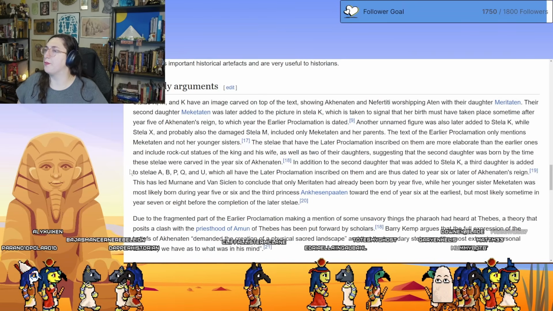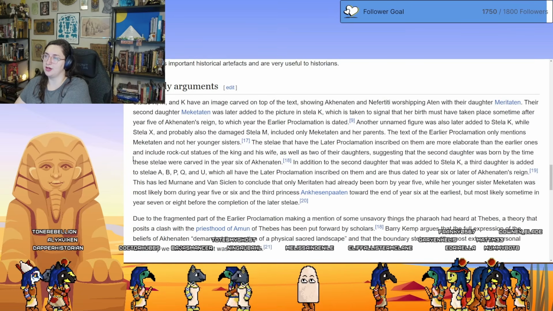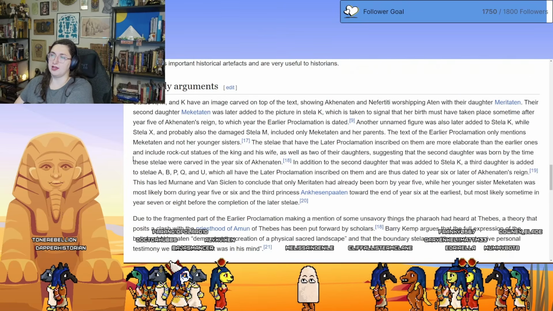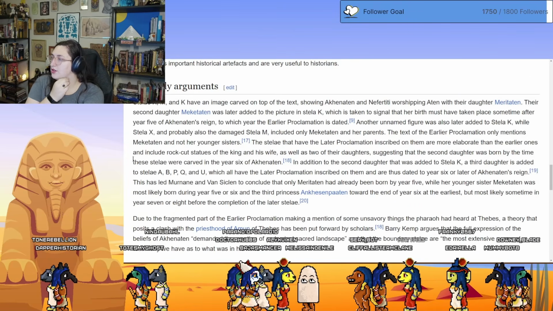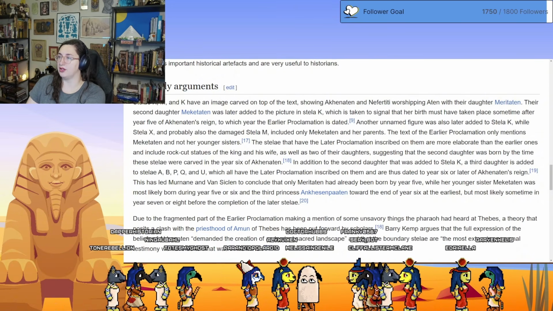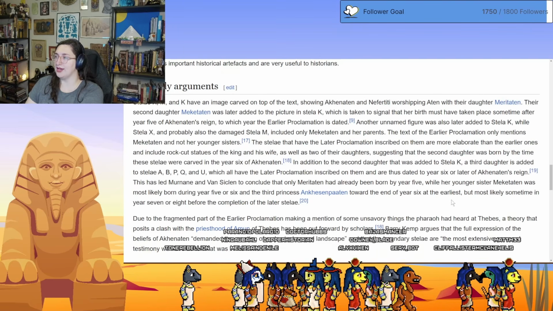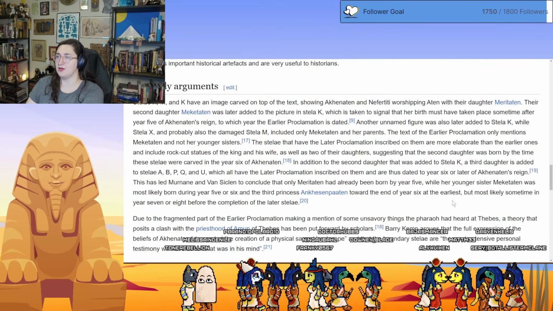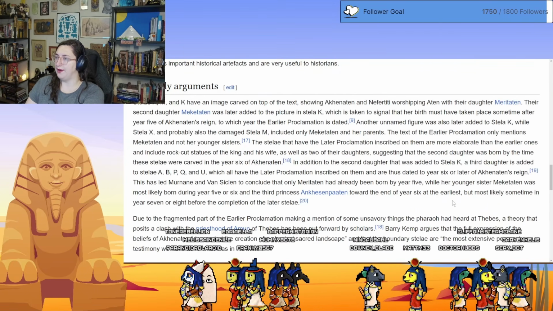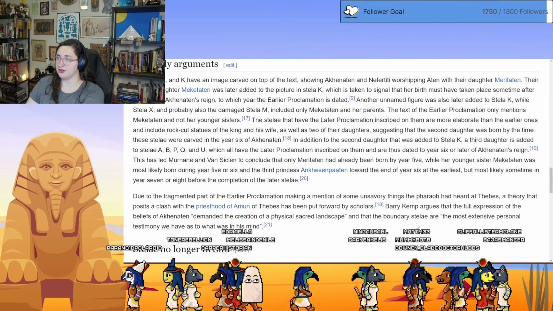Let me see this. I just want to say, I have an image carved on top of the text showing Akhenaten and Nefertiti worshipping Aten with their daughter Merit Aten. Their second daughter, Meket Aten, was later added to the picture in Stela K, which is taken to signal that her birth must have taken place sometime after the year 5 of Akhenaten's reign, in which the earlier proclamation is dated. Another unnamed figure was also later added to Stela K, while Stela X, probably also the damaged Stela M, included only Meket Aten and her parents. The text in the earlier proclamation only mentions Meket Aten and not her younger sisters.